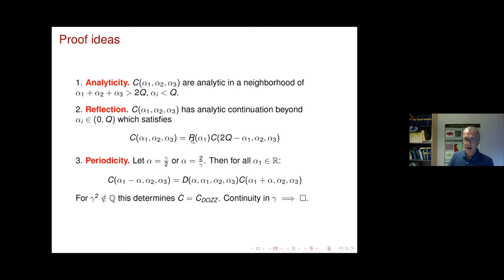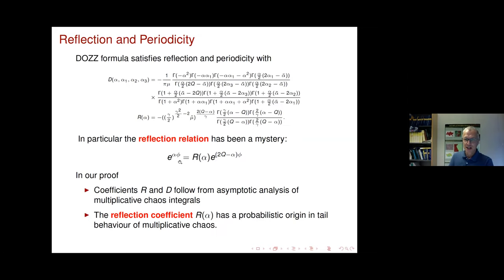And this was the main point we needed to understand to prove the DOZZ formula: this reflection symmetry. And this looks, of course, very strange, because ordinary numbers don't satisfy this, right? Even more so because I told you that the correlation functions are well-defined when alpha is less than q, but then 2q minus alpha is bigger than q. And when alpha is bigger than q, the correlation functions, these probabilistic ones, are identically zero. So this can't hold literally.